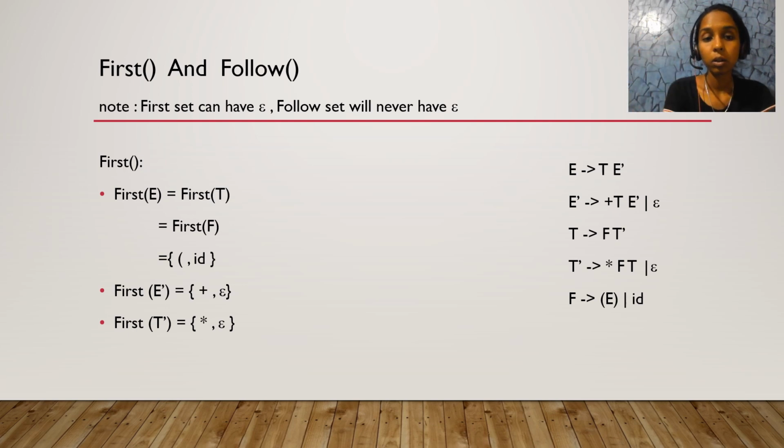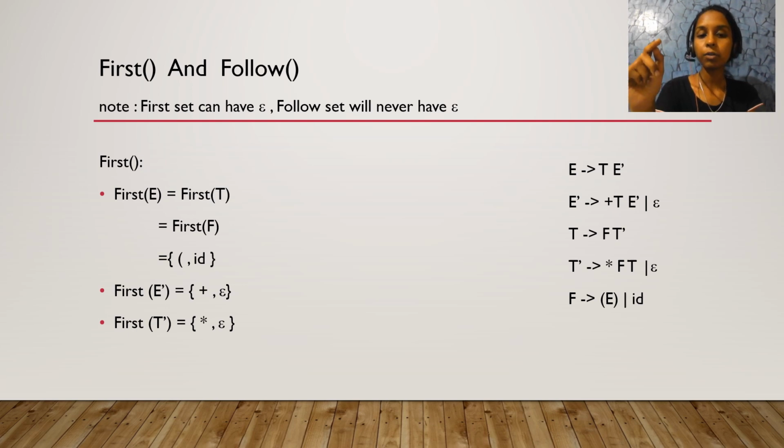We can see here first of E is first of T, first of T is equal to first of F, and first of F is equal to open parenthesis. Since F also derives another alternative production, that is F derives ID, we have to consider the two, that is open parenthesis and ID. So first of E, first of T and first of F, all three will be equal to open parenthesis and ID.